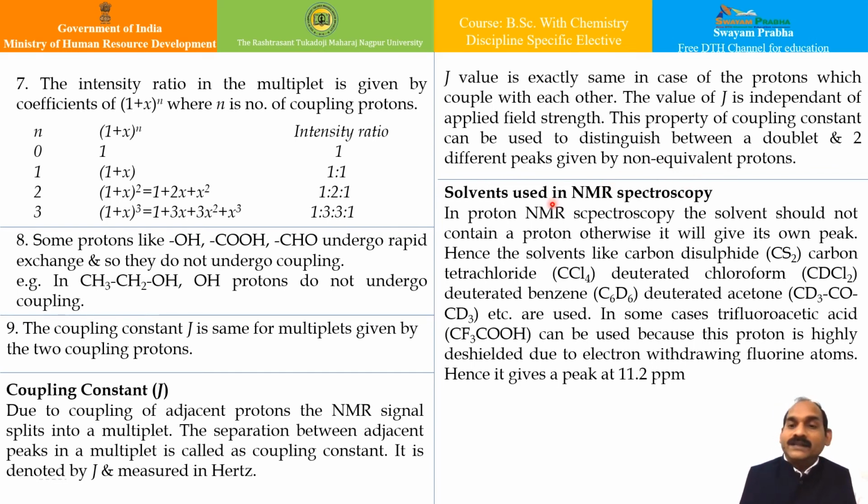Similarly, the solvent in NMR spectroscopy plays a very vital role. In proton NMR spectroscopy, that is H1 NMR spectroscopy, the solvent should not contain a proton, otherwise it will give its own peak. Therefore, solvents like carbon disulfide, carbon tetrachloride, deuterated chloroform, deuterated benzene, and deuterated acetone are used. In several cases, trifluoroacetic acid can be used because its proton is highly deshielded due to the electron withdrawing fluorine atoms, and hence it gives a peak at 11.2 ppm.